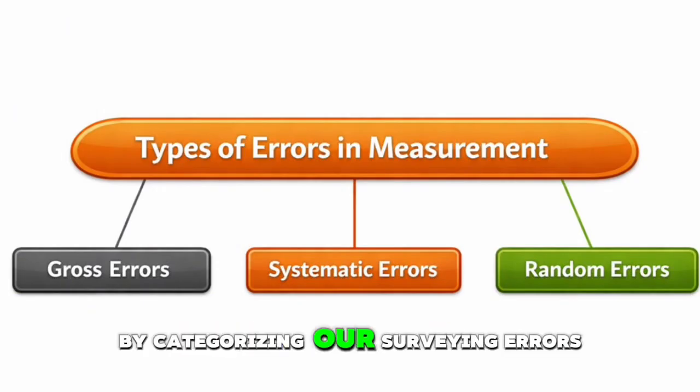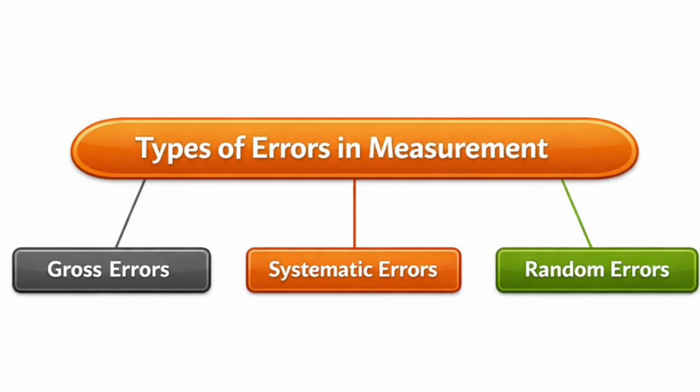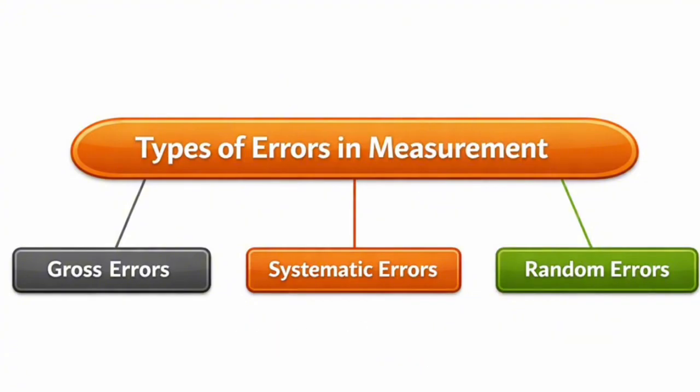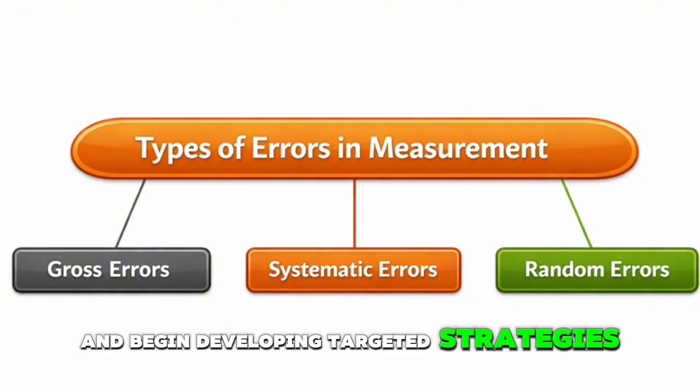By categorizing our surveying errors into these three distinct families based on how they behave, we can move past simply acknowledging that our coordinate data is imperfect and begin developing targeted strategies to tackle each type of error individually.